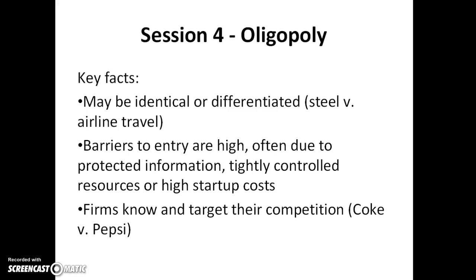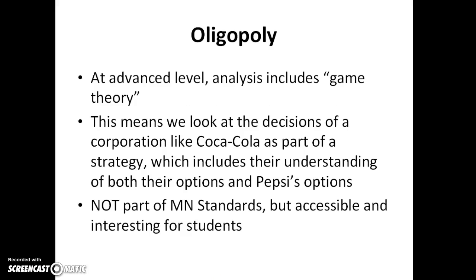In oligopoly, barriers to entry are always high, often because of protected information, so patents or copyrights. Sometimes it's because of vertical integration, where one firm has all the access to a needed resource. In the case of airlines and the auto industry, high startup costs might be something that keeps competition out. And the final characteristic here is that firms know and target their competition. And that's what's really helpful to analyze with game theory.